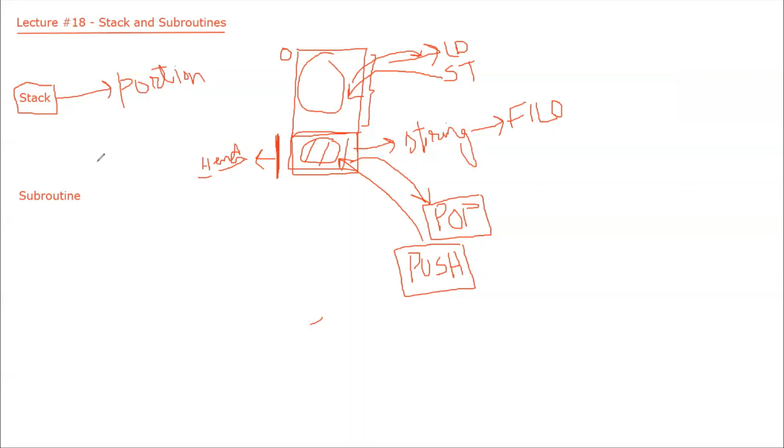Now comes the subroutine. What is a subroutine? A subroutine is like a function in our high level language. So what is a function in a high level language? In C or C++, a function is a repeated set of instructions that are to be used in our program.